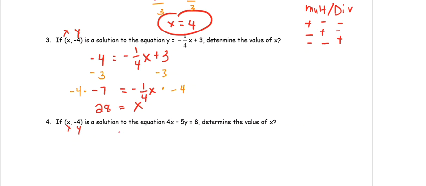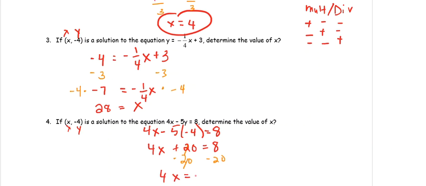This is x, this is y. So it's going to be 4x minus 5 times negative 4 equals 8. So for x, again, negative 5 times negative 4. Remember, this minus goes with the 5. Negative times a negative is positive, so it's going to be plus 20 equals 8. Subtract 20 from both sides. So you're going to get 4x is equal to negative 12.